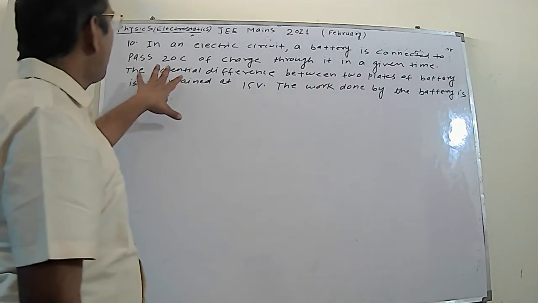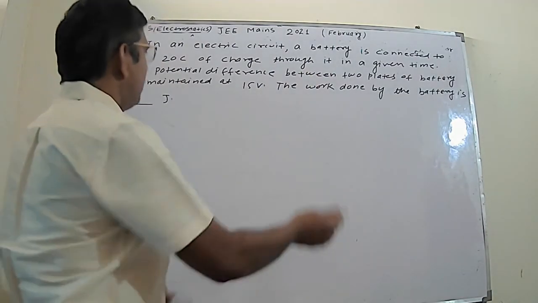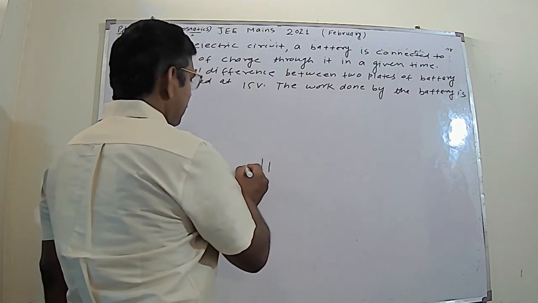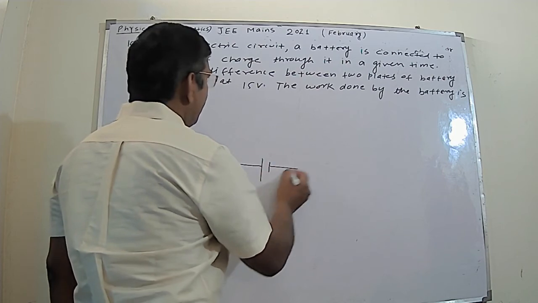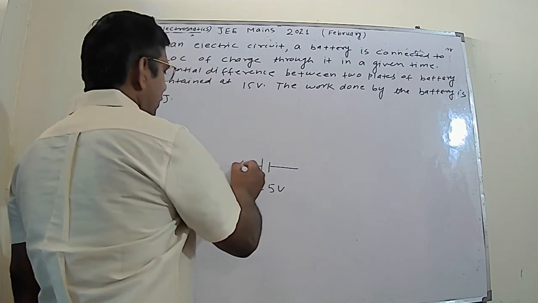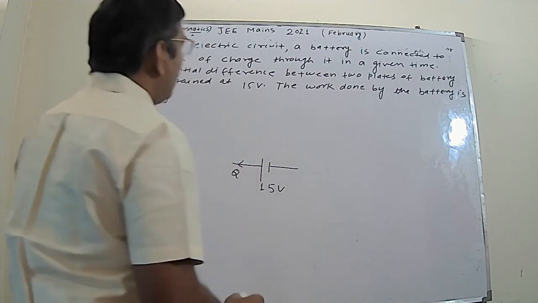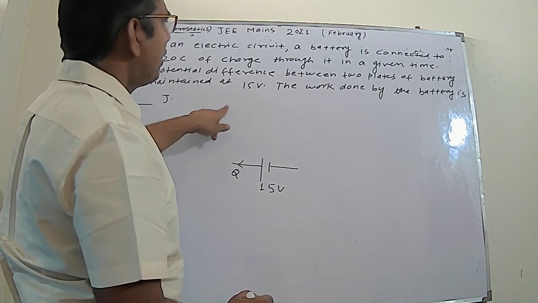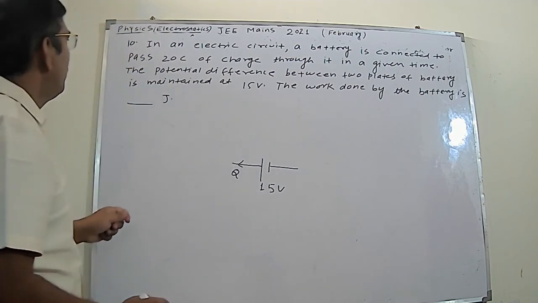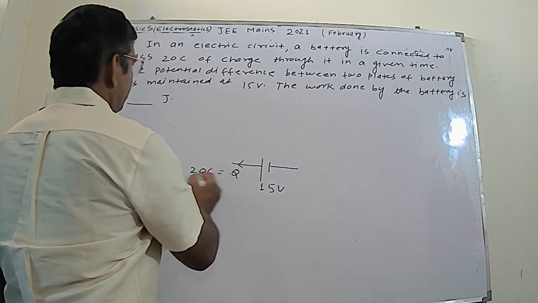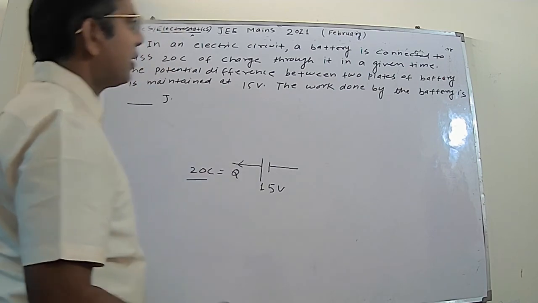So in this problem, a battery is given which is an ideal battery with potential difference 15 volt, okay, and Q charge has flown through it. Q is 20 coulomb. We have to find the work done by the battery.